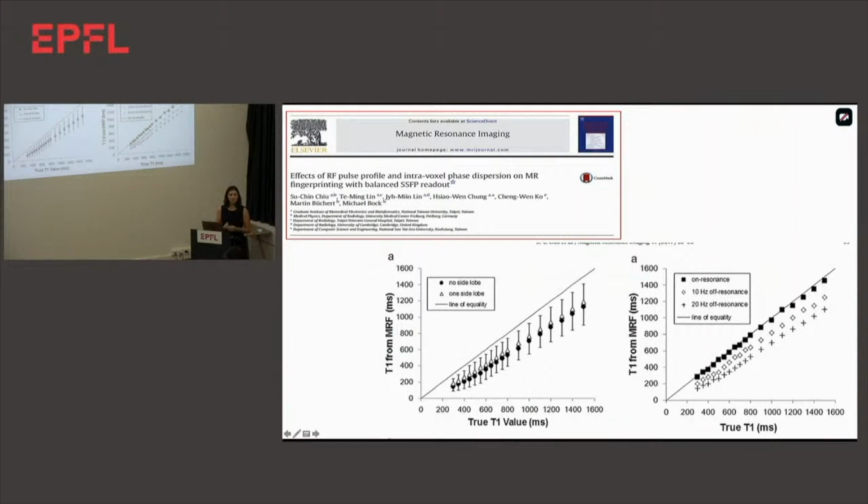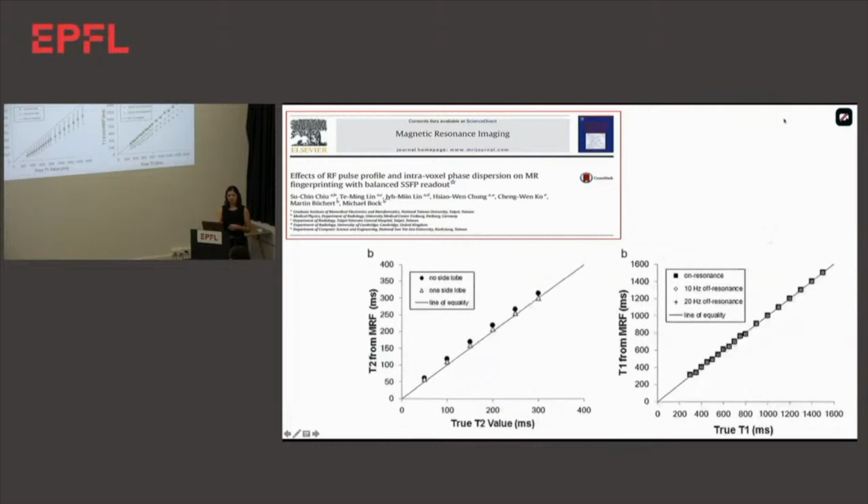So this is work that Michael Bock did, and he found that if you didn't incorporate the actual slice profile that we get from basically imperfect RF pulses, and if you didn't look at the off resonance, then the measurements that you got for T1 were going to be pretty bad. But if you incorporate the slice profile and the off resonance into your model, all of a sudden these measurements line up really nicely, which is exactly what we'd want to have happen. We just needed to model it correctly.